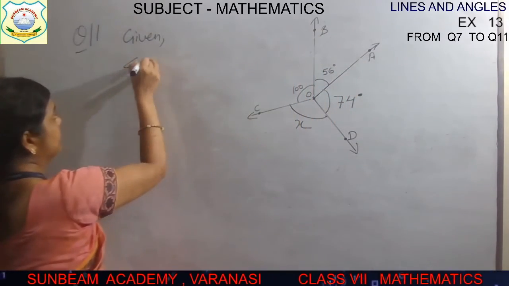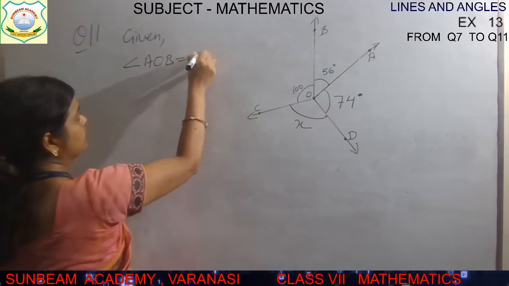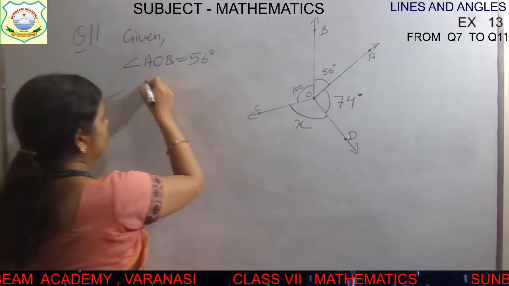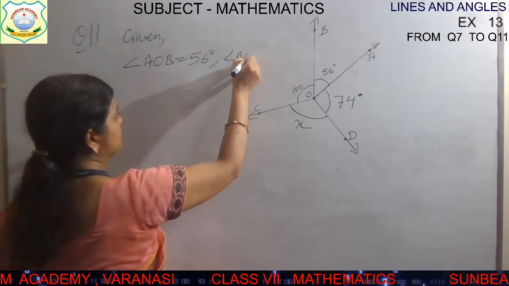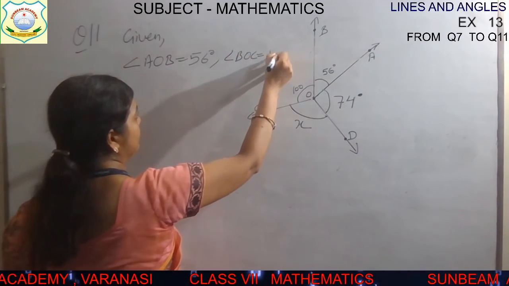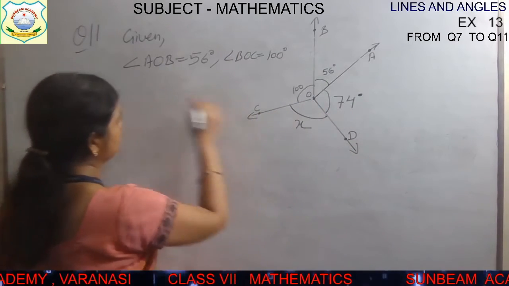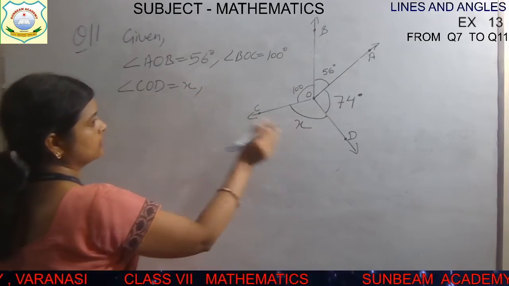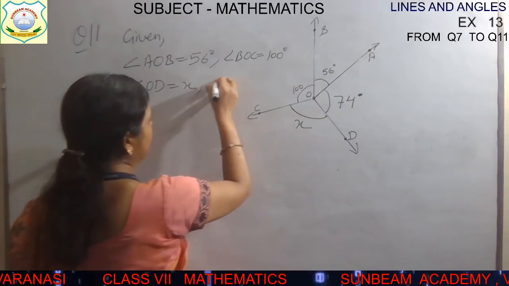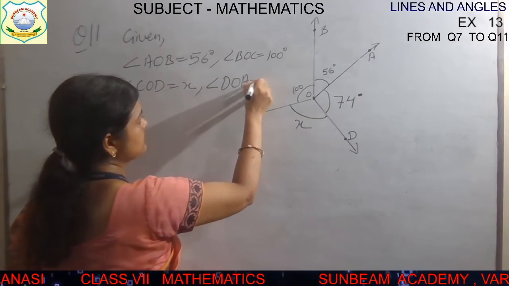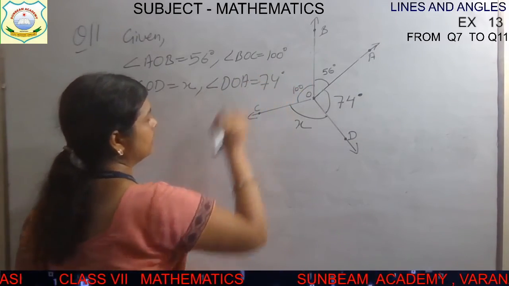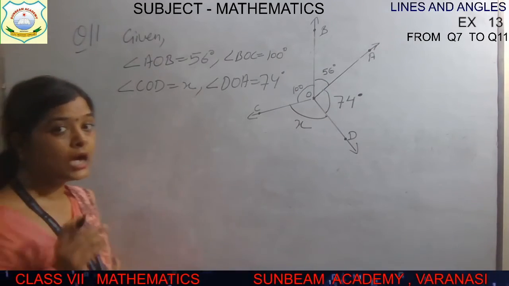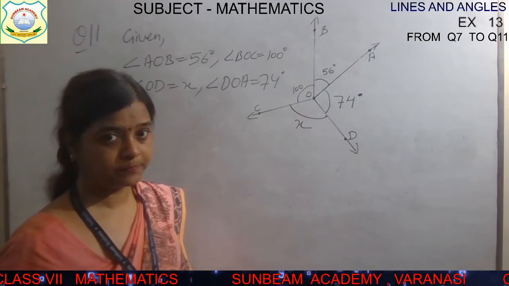Angle AOB is 56 degree. Angle BOC, this one, is 100 degree. Angle COD is X. And angle DOA is 74 degree. All the angles, whatever is given, write down that these are the given things. Now children, how will we find the value of x?